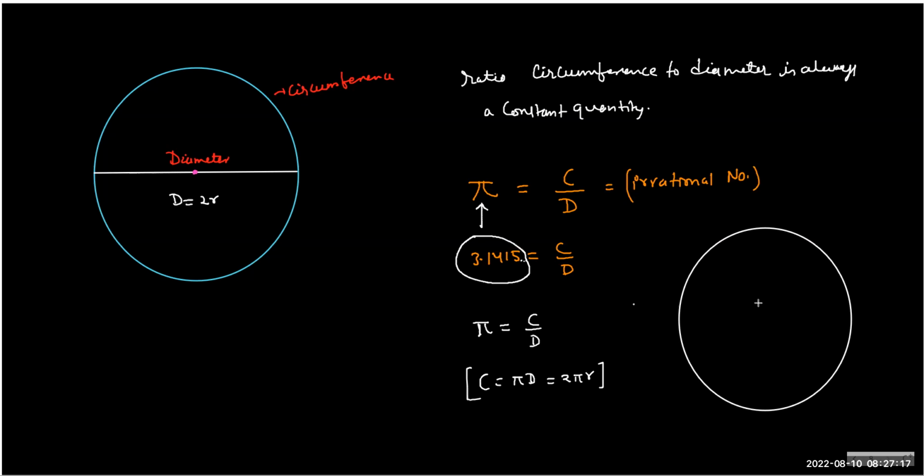And in this circle, as you move along the curve, what we get is called the arc length, right? I hope you have heard this word. This is called the arc length.